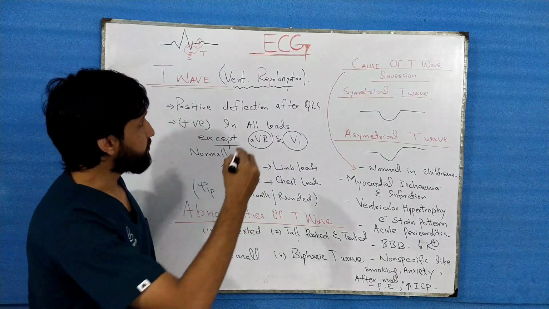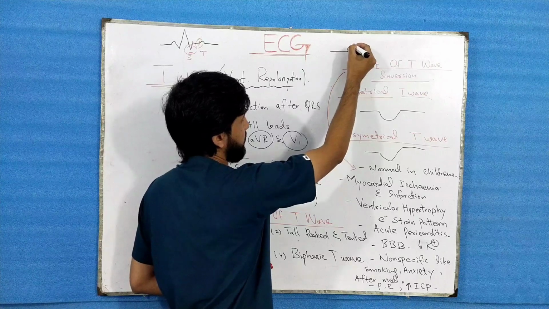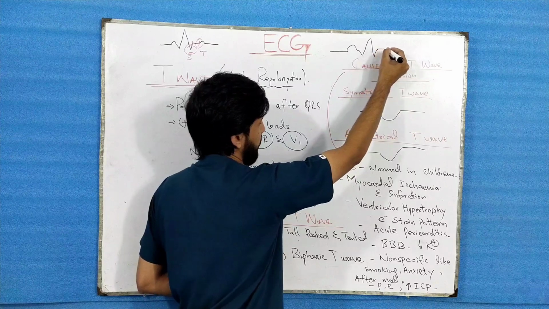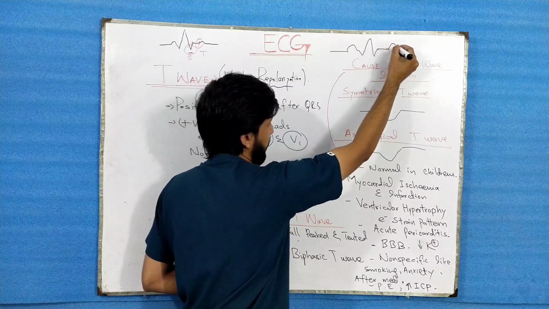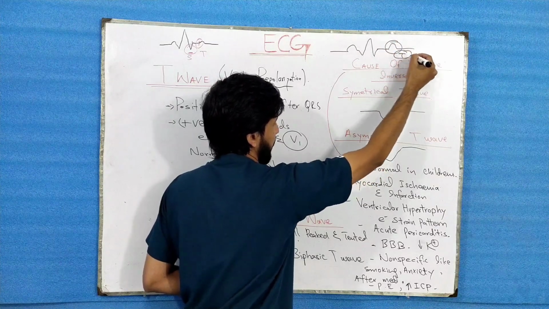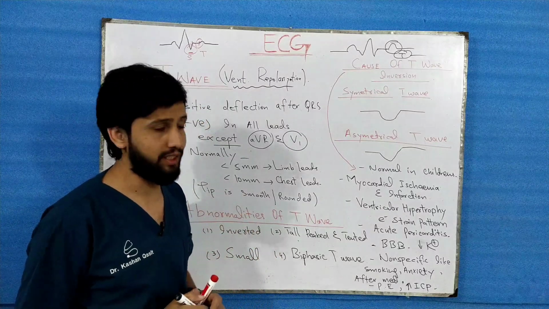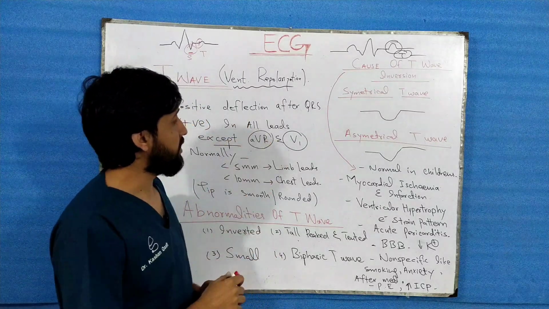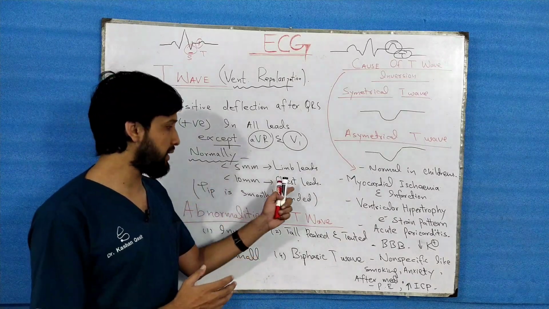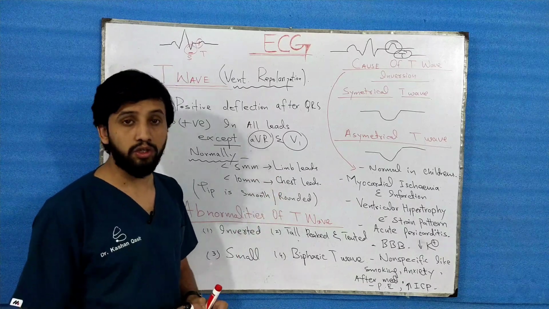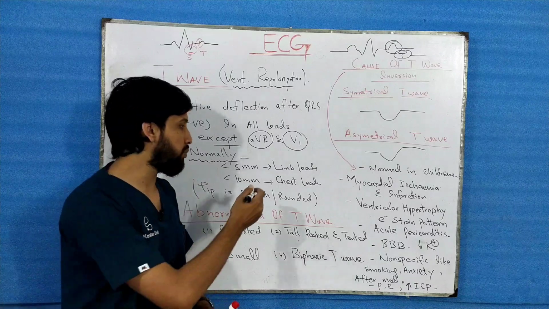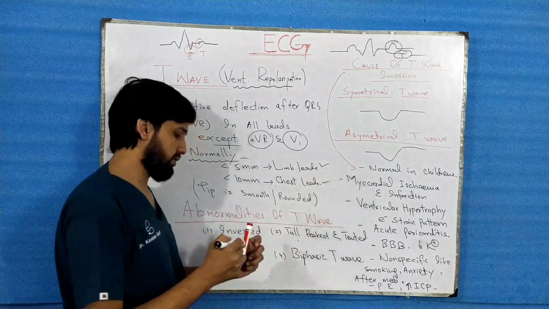So usually you will notice this is the P wave, then the QRS complex, then comes the ST segment, and finally here is the topic we are going to discuss today in detail, which is the T wave of the ECG. Now this T wave is normally less than 5 mm in height in limb leads and less than 10 mm in chest leads.